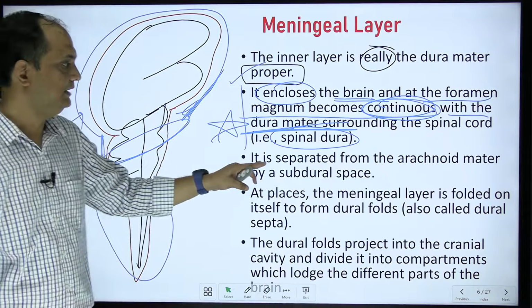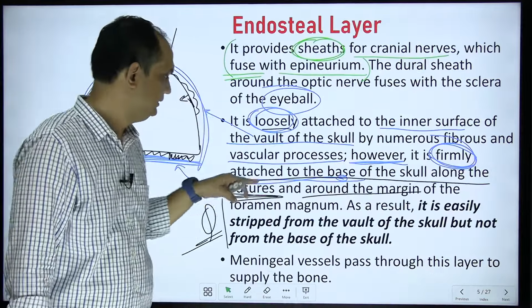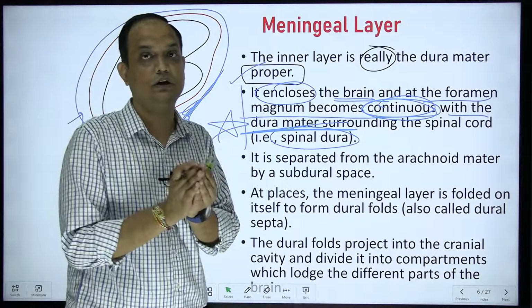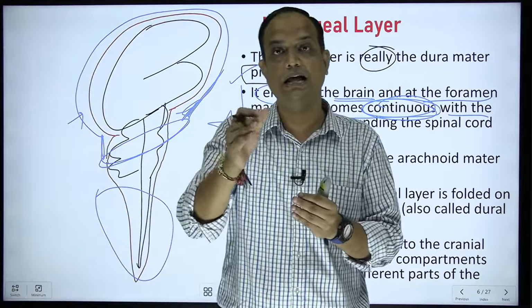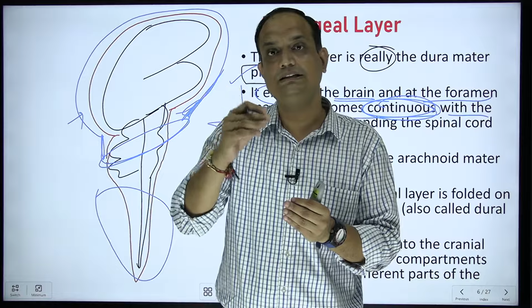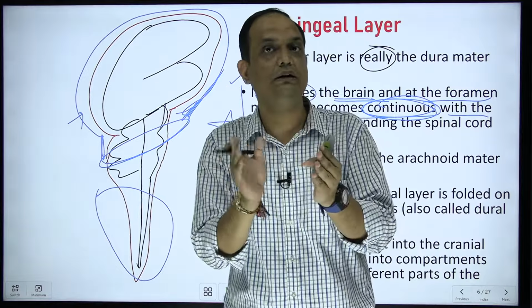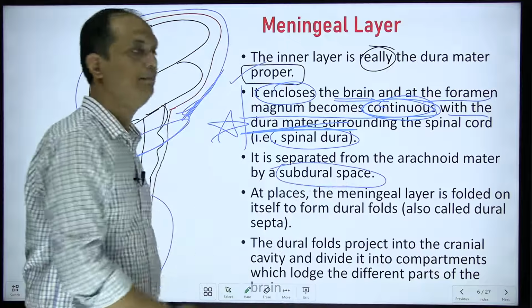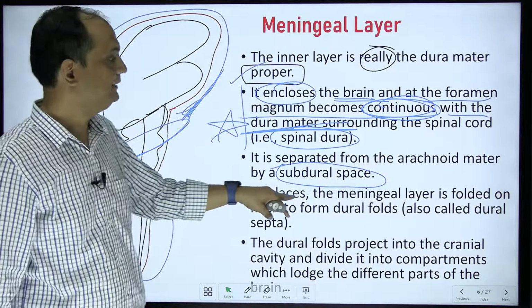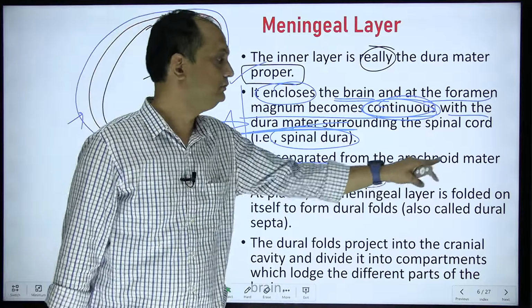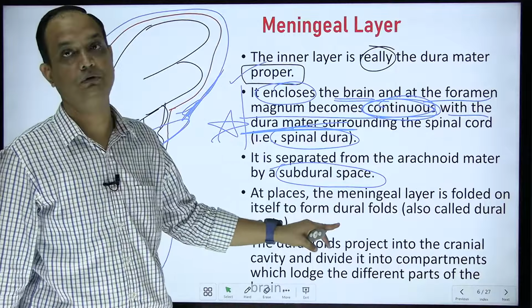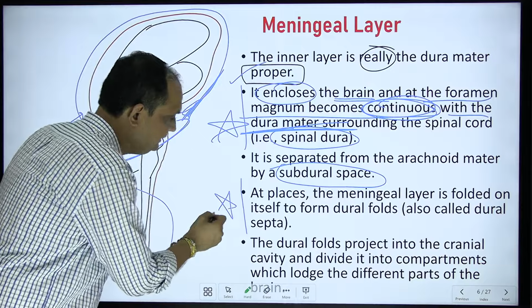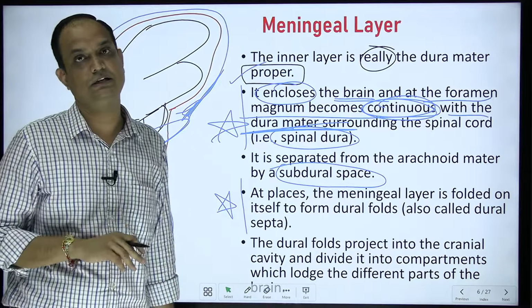The next point is that it is separated from the arachnoid mater. But obviously it is separated from the arachnoid mater. You know that when we are talking about the layers, you have the dura, arachnoid and pia. So there is a gap between the dura and arachnoid mater, that is known as the subdural space. So it remains separated by the subdural space. At places the meningeal layer is folded on itself to form the dural folds.